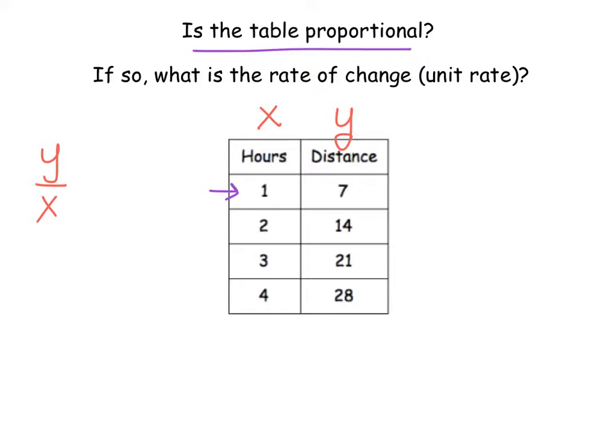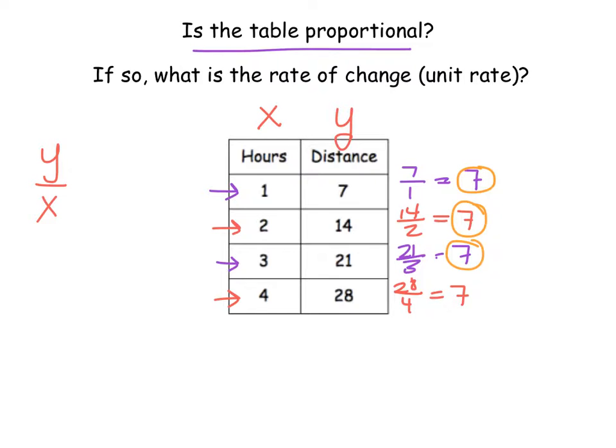So looking at this first row, if we find the ratio, it would be 7 over 1, which simplifies to 7. Our next ratio would be 14 over 2, which is 7. Going down, we have 21 over 3, which simplifies to 7. And last but not least, we have 28 over 4, which reduces to 7. In each case, our ratio was always 7. Because it was the same, our table is proportional.